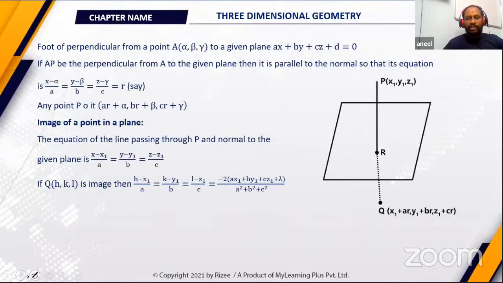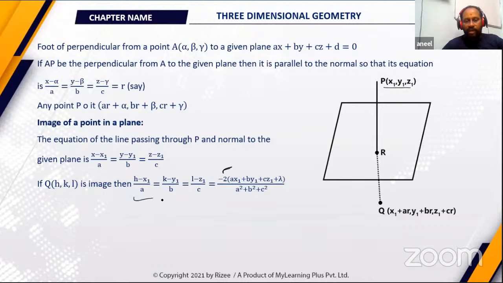Let's go for the next one. This is what we have used here also: foot of perpendicular. If the foot of perpendicular from a point to a plane is asked, you can directly apply this formula. This one is for the foot of perpendicular from a point to a plane. And when it comes to image, then you will have a minus 2 here.